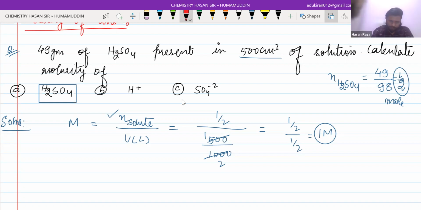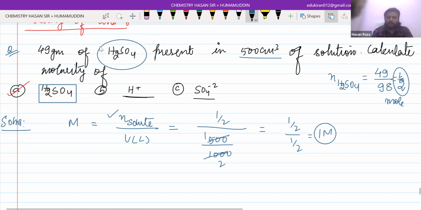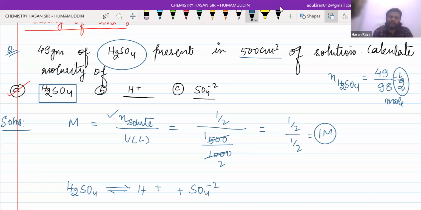Now see, this is the basic calculation of molarity. Now to calculate the molarity of the ions, you need to dissociate this H2SO4 into ions. H2SO4 will be dissociated into H plus and SO4 minus 2. Now you need to also balance this. As you can see, 2 hydrogen on the right hand side, so I'm going to multiply it by 2. Now it is balanced, right?